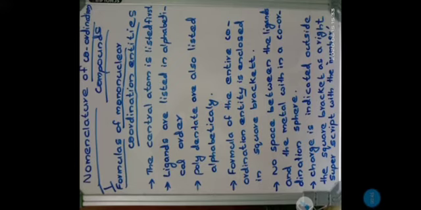First point, the central atom is listed first. The main central metal atom is listed first. Second point, ligands are listed in alphabetical order. We will be considering what the different ligands in it are, and they are arranged according to alphabetical order. Polydentate ligands are also listed alphabetically.